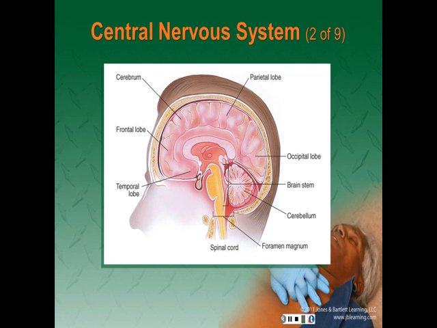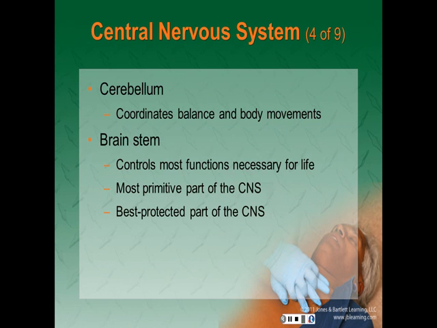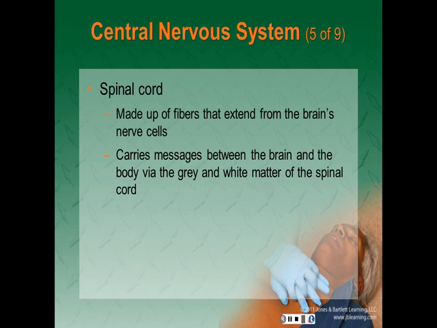Again, same picture we saw in the neurologic emergencies chapter. The cerebrum controls a wide variety of activities, including most voluntary motor functions and conscious thought. It contains about 75% of the brain's total volume, and it is divided into two hemispheres with four lobes. The cerebellum coordinates balance and body movements. And the brainstem controls most functions necessary for life, including the cardiac and respiratory systems and nerve function transmissions. It is the most primitive part of the CNS, but it is also the best protected part.